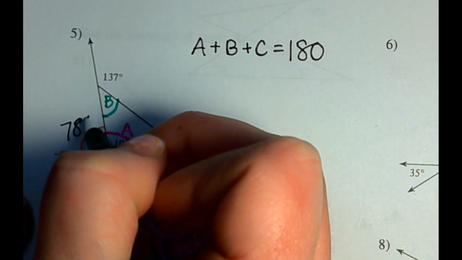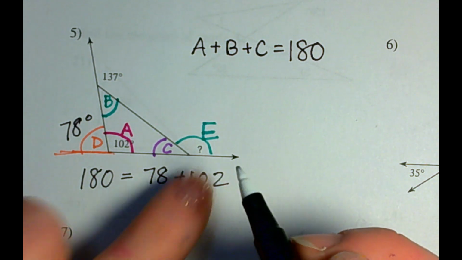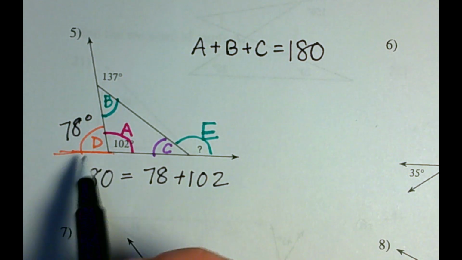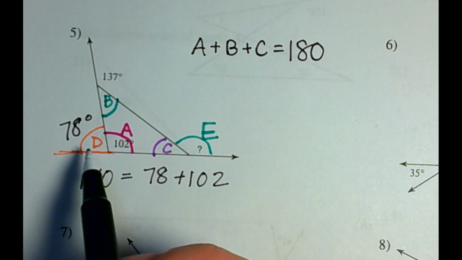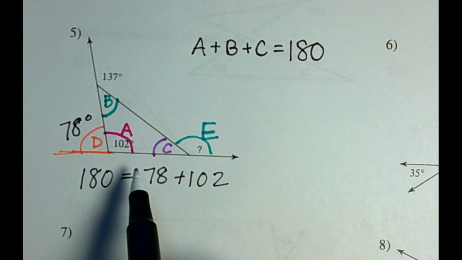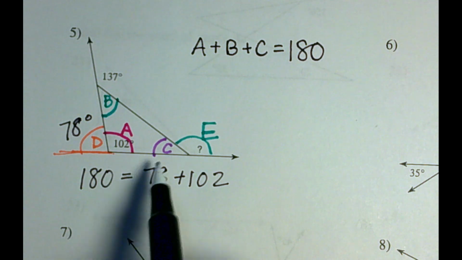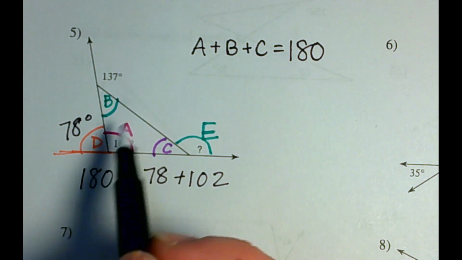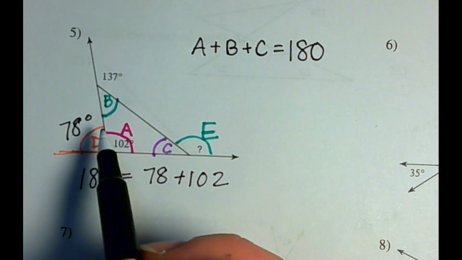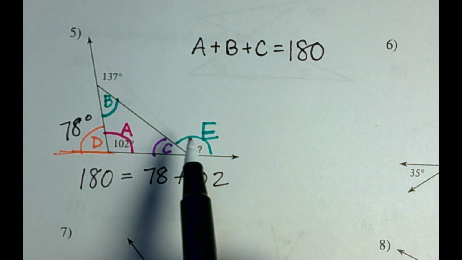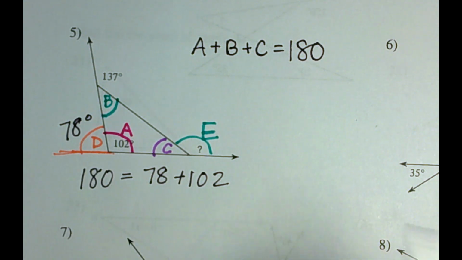So we know that angle D is 78. But remember, our goal is we're really trying to find angle E. That's the one with the question mark. So now I know angle D. Now what? Does that help us? You can subtract 137 from 180. What's that going to give us? That's going to give us 43 degrees, for B, isn't it? Yeah.